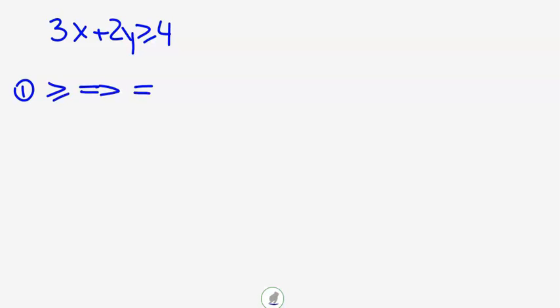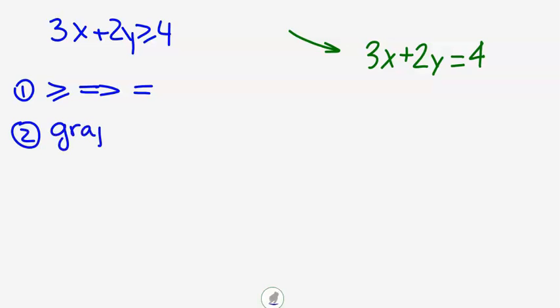So step number one, we replace the inequality symbol with the equation symbol. So Ty, can you do it on the other side of the board? Okay, so we just replace this with an equation symbol, the equal sign. So what we got here is now the equation of that boundary line. So our next step, number 2, will be to graph the boundary line.